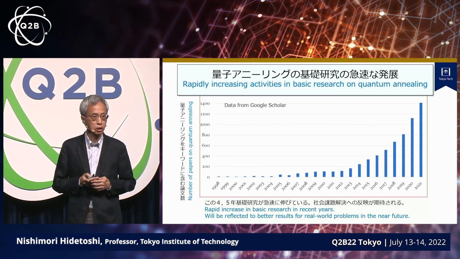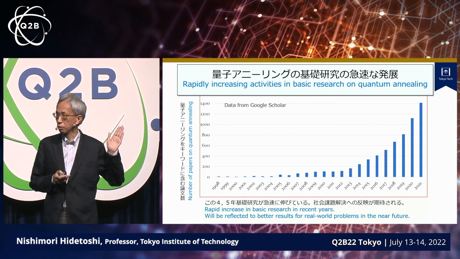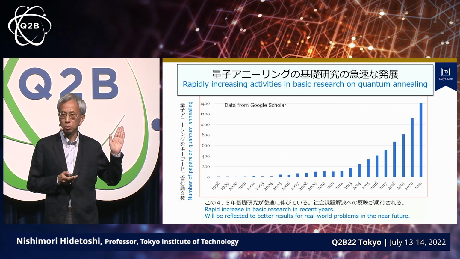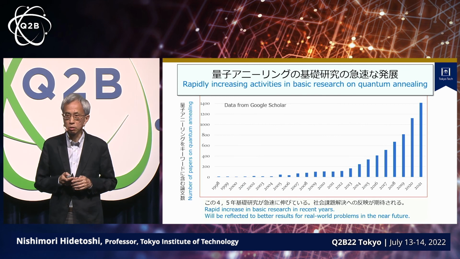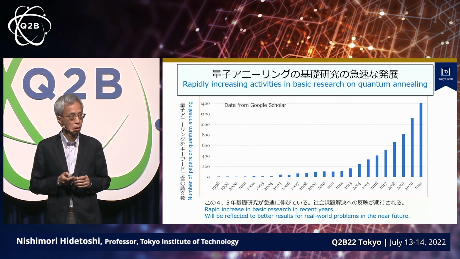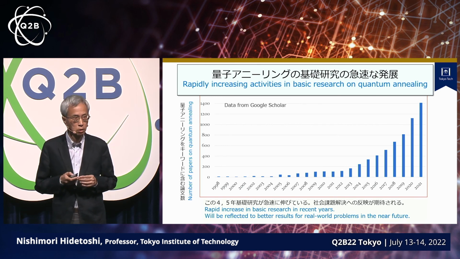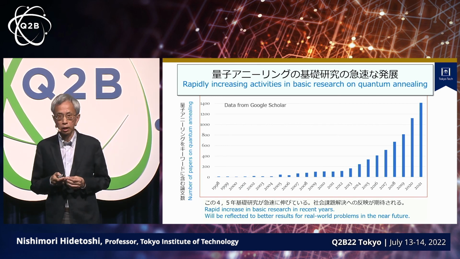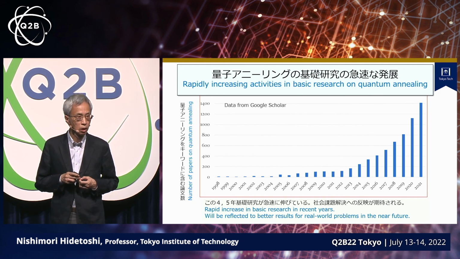The basic research on quantum annealing has advanced drastically. These are the numbers of basic research papers, and it is increasing exponentially. This is from Google Scholar data. So the rapid increase in basic research in recent years means it will be reflected in better results for real-world problems in the near future.